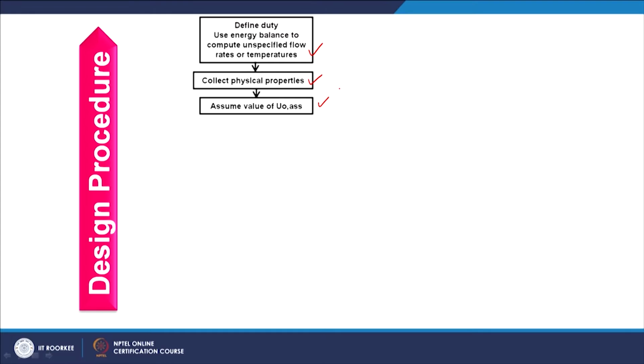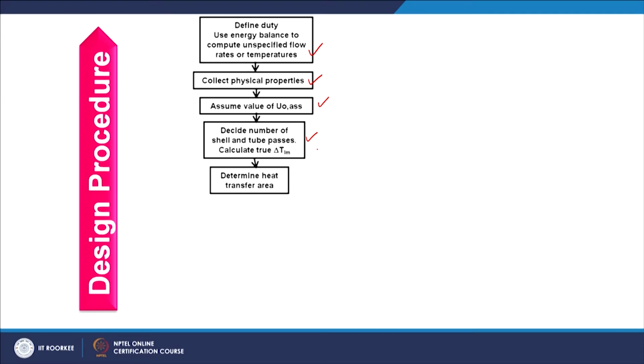After that we have to decide the number of shell and tube passes and calculate the true LMTD, because you may need to find the FT correction factor here. Once I have the heat duty, overall coefficient and mean temperature difference, I can calculate the heat transfer area. Once I have the heat transfer area, we have to decide type, size, material, layout, and assign fluids to tube or shell side.